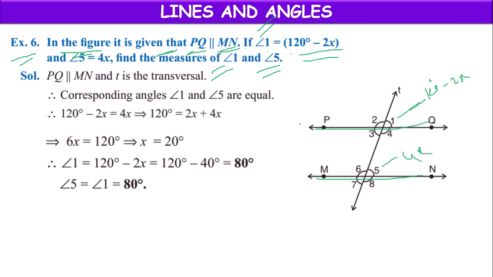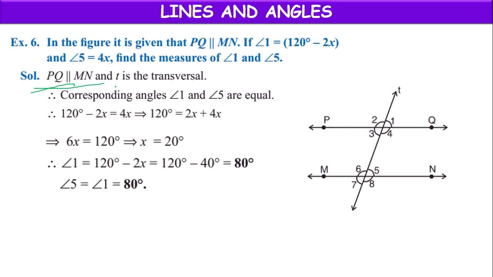In the figure they have given that PQ is parallel to MN. This line T will be the transversal, because it is intersecting two lines at two different points. So at one point of intersection we have 4 angles, at another point 4 angles. Altogether we have angles from 1 to 8. They have given some hints for finding angle 1 and angle 5. Based on those hints, we have to find the measures of angle 1 and 5.